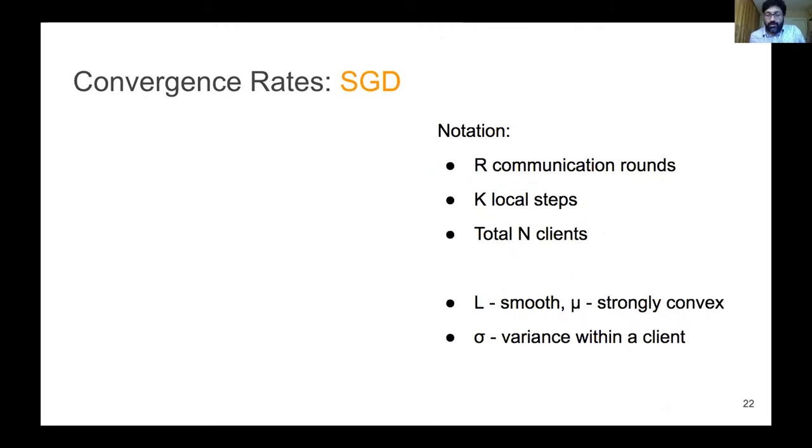So we can actually formalize this in terms of rates. Talk about what happens here. So there's a little bit of notation here when you're talking about convergence rates, but it's not scary, hopefully. Suppose we do R rounds of communication with K local steps, and there are N clients to work with. And let's say your loss functions for simplicity are smooth with a smoothness constant of L and strongly convex with a strong convexity constant of mu. And let's say this sigma is the variance within a client.